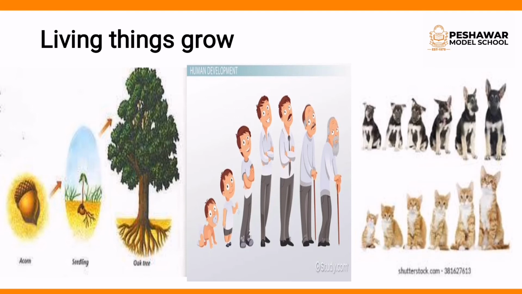Living things grow. Animals, plants and human beings are called living things because they can grow. They have the quality to grow. Like the tree was first a seed. Then slowly and gradually it became a tree. So the small plant slowly grows and becomes a big tree. It means the tree can grow from small to big.